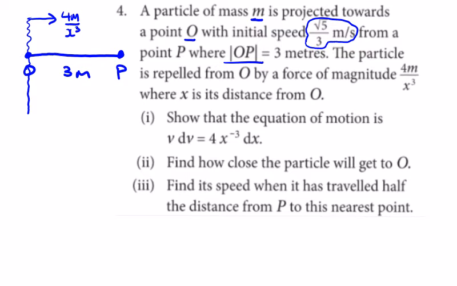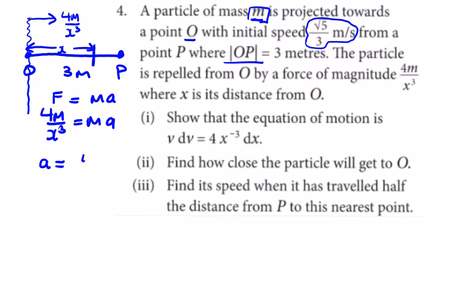So we have forces at play here, setting up our acceleration, and x is the distance from O. Okay, so let's say it's here, this could be the distance x, something along these lines. So my force is 4m/x³ is equal to mass times acceleration. The mass is m times a, and dividing by m, we're going to get acceleration to be 4/x³.